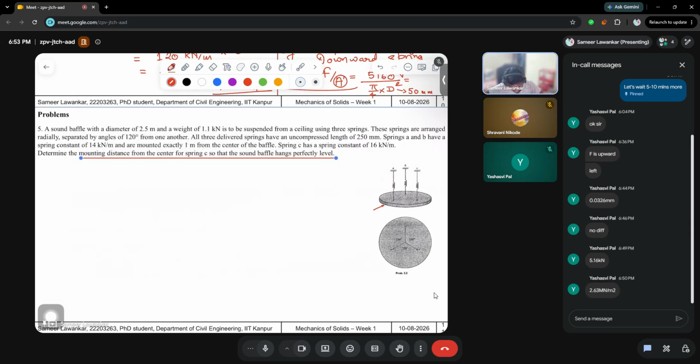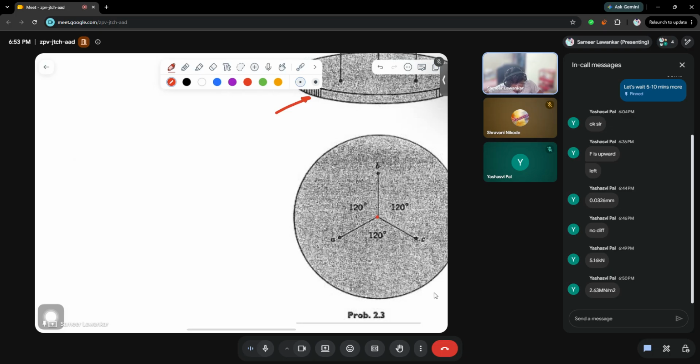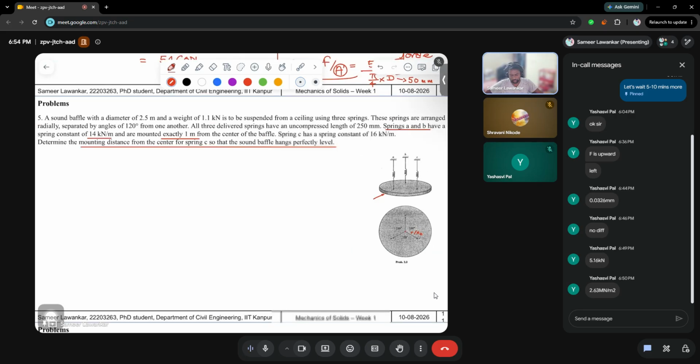So the diameter is given to you, the weight is given to you. The spring constant for A and B is given to you as 14 kilonewton per meter, and their distance from the center is also given to you. This is the center. You just need to calculate this value of, let's say, R, or let's say XC. So please try to calculate this.